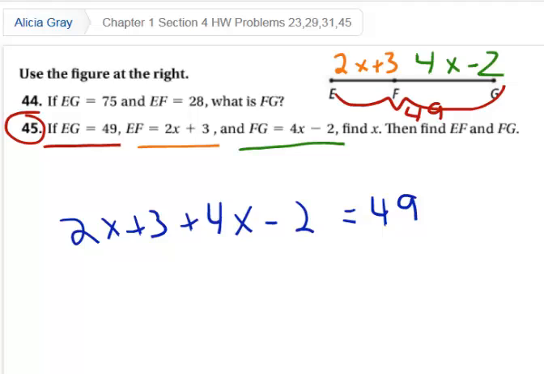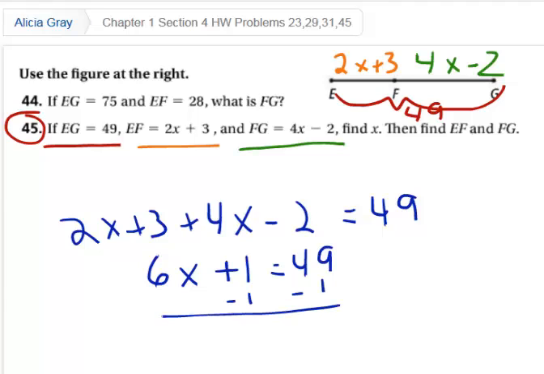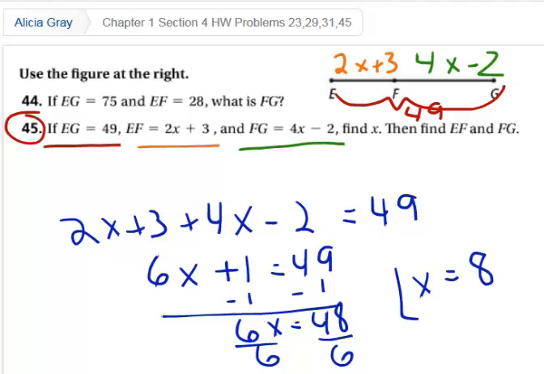So again, I didn't show it, I did it all in blue, but it's the orange plus the green equals the red. Combining like terms, 2x plus 4x is 6x, and 3 minus 2 is 1, so 6x plus 1 equals 49. Subtract 1 from both sides. 6x equals 48. Divide by 6. X equals 8. That's the first part, done.